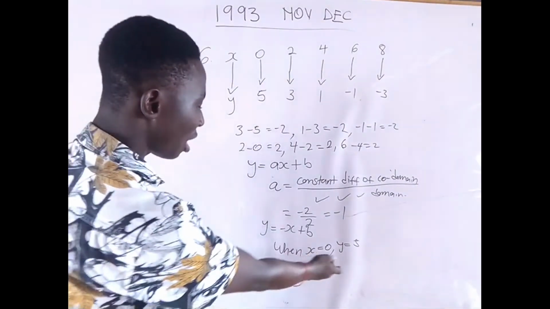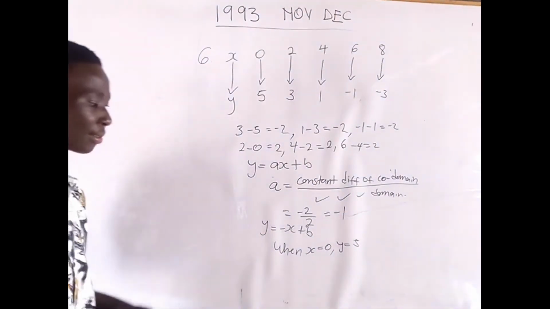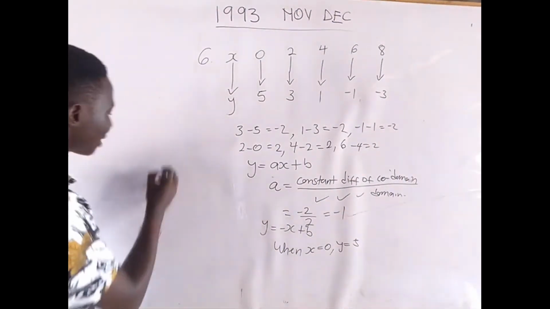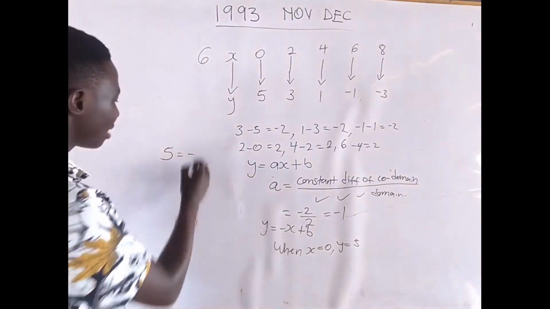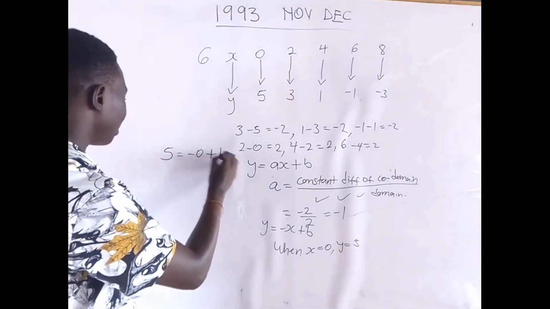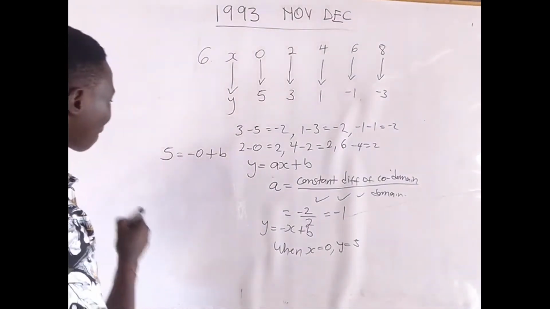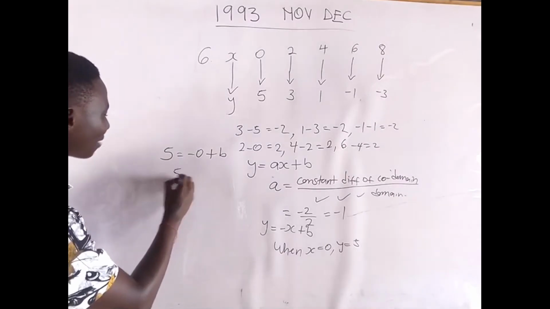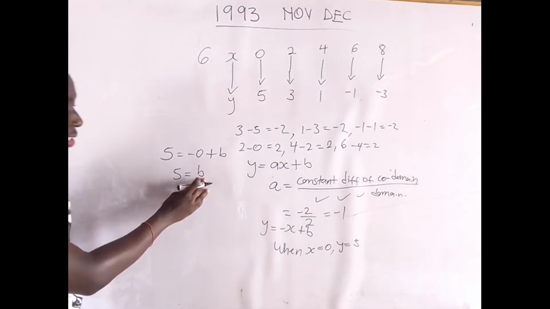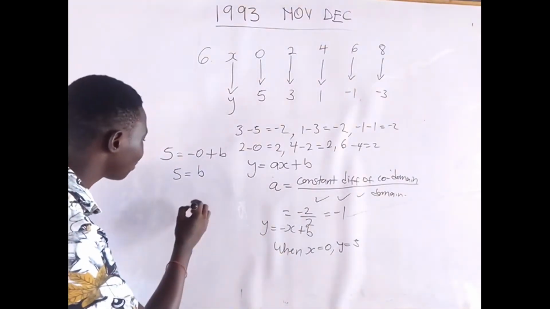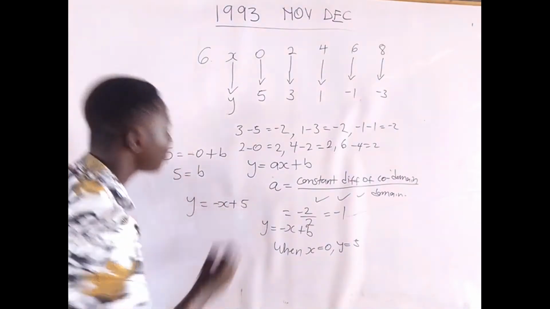Now we are going to replace this with y and then x in the formula. So y is 5, equals minus x, which is 0, plus b. Now we make b the subject. 5 is equal to b. So replace b with 5. Y is equal to minus x plus 5.